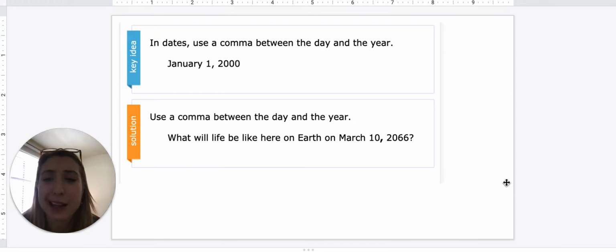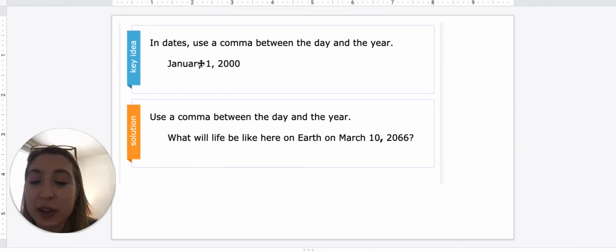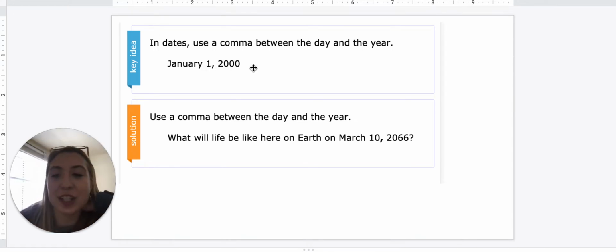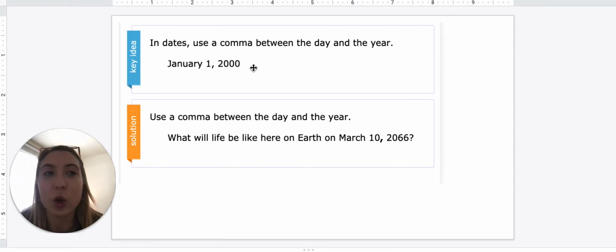Just like up here's another example, January 1st, 2000, the comma goes in between the day and the year. If it just said January 1st, there's not two numbers, so I'm not going to put a comma. And if it just said May 2021, there's not two numbers, so I'm not going to put the comma. Let me go through some examples just to show you what it means.